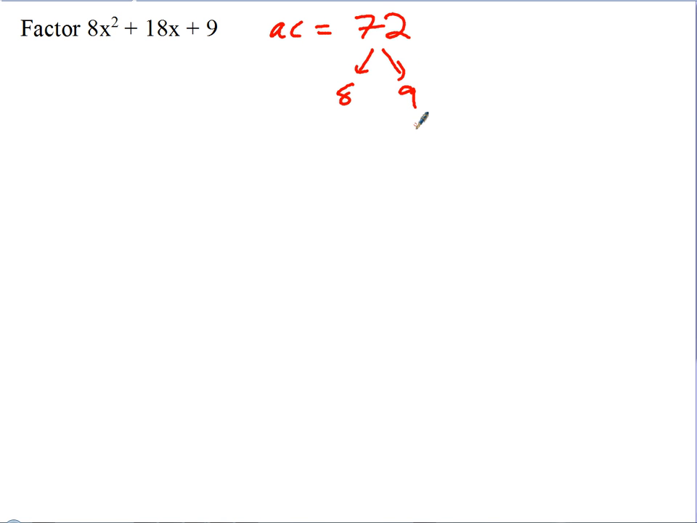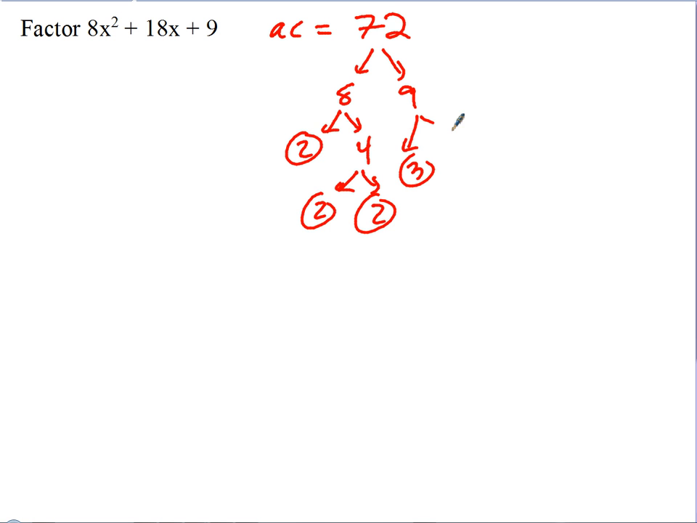What does 8 factor into? I've got to whittle it down piece by piece. 2 times 4, right? Whenever I get to a prime factor, I'll circle it, because I know I'm done. 4 factors into 2 times 2. So now I've got prime factors from my 8, and then my 9 factors into 3 and 3, and those are both prime, right? So now I've got a list of all these prime factors.